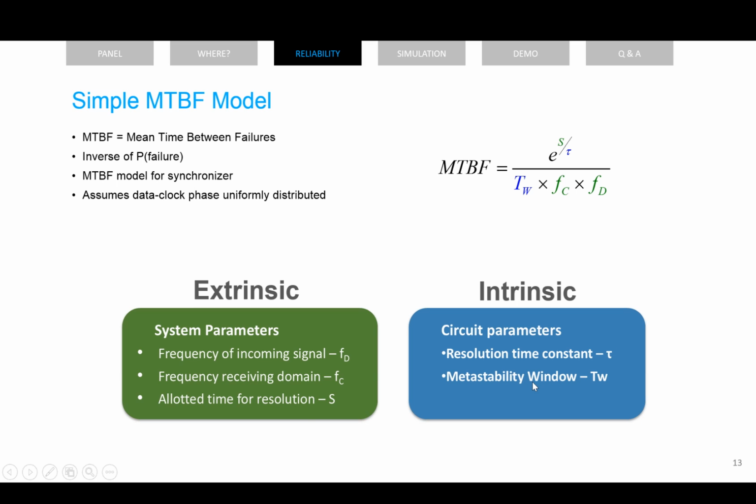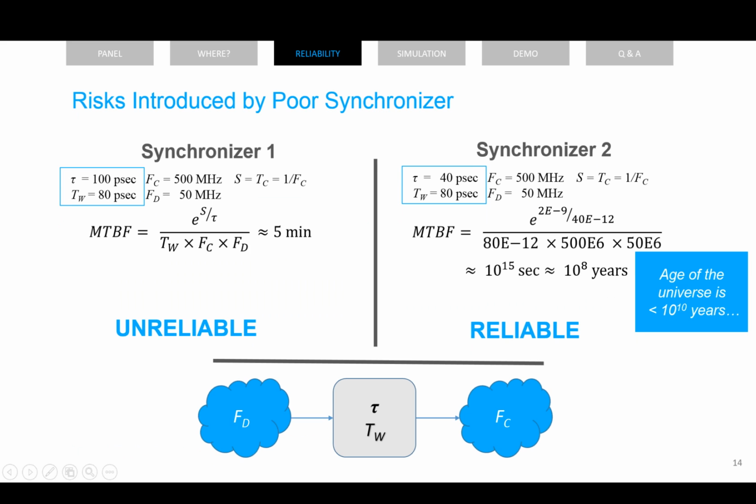We call them, one, the resolution time constant tau, and the second, the metastability window you see in blue. So let's take an example of how these calculations can be done for a real circuit. We take an interface between a 50 megahertz clock and a 500 megahertz clock, and we take two synchronizers, one having a tau of 100 picoseconds and TW of 80, while the other has half the resolution time constant.